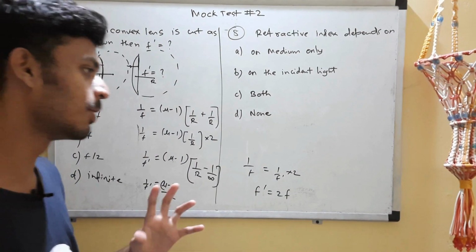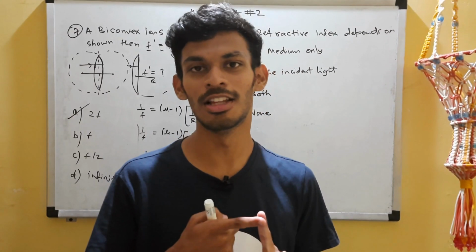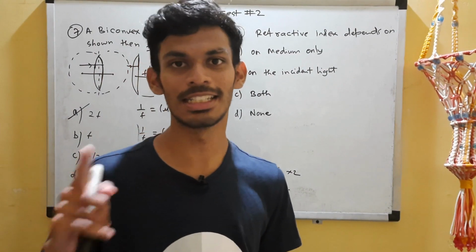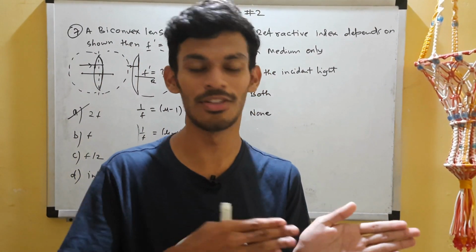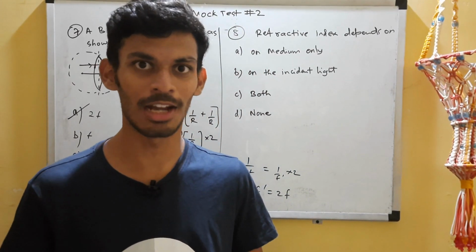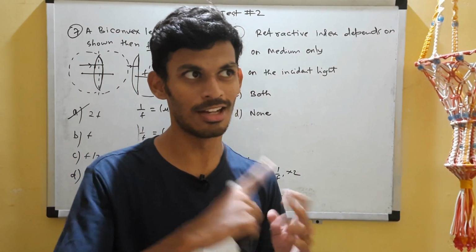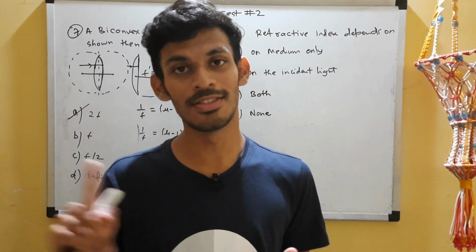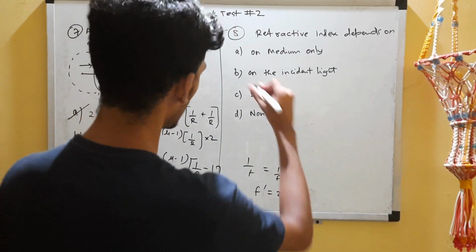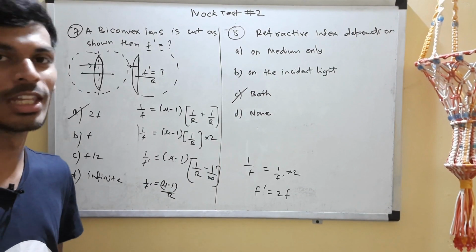I can explain on the basis of dispersion. Why does dispersion happen? Because different colors have different wavelengths, and for different wavelengths the refractive index is different. That's why they split up at different angles of deviation and the colors are separated. We have a spectrum over there. So refractive index is different for different wavelengths, which means it depends on the material as well as on the incident light, on its wavelength. So it depends on both, not just the medium. Option C, both, is the correct choice.